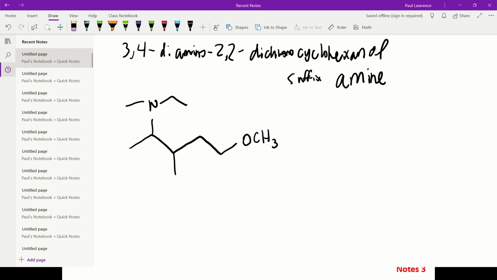Now, what is our longest chain of carbons that the amine group is attached to? And we can see that we have this chain right here, 1, 2, 3, 4, 5. And I numbered it from left to right because I wanted to give the amine the lowest priority locator number, or the lowest locator number. So since I see there's 5 carbons, then that would make the root, what, pentane? Right?